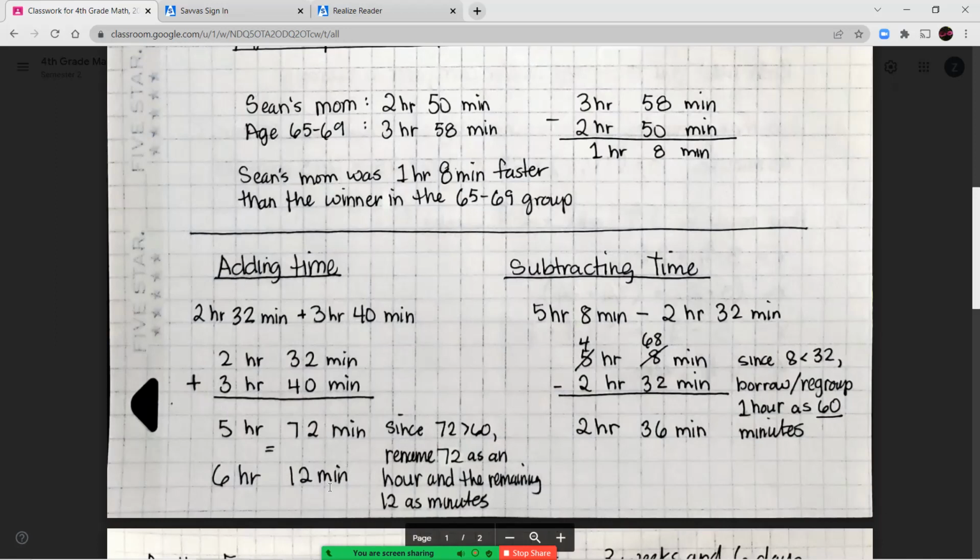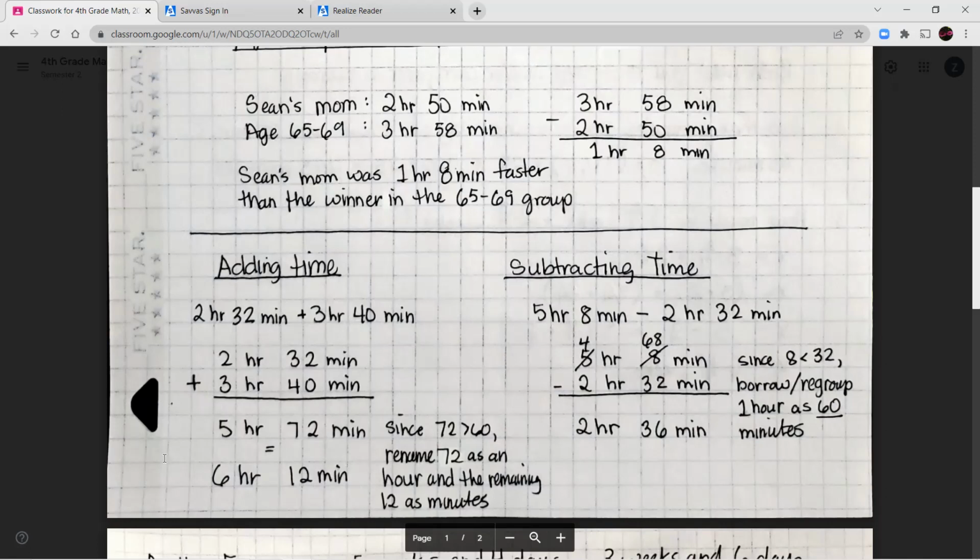Now, the same thing applies when you're subtracting time and you need to borrow. We're used to borrowing groups of tens when we're working with just regular numbers. But when we're working with time, we're not borrowing a group of 10 from our next place value. We're borrowing from the hours over to the minutes. We're borrowing a group of 60 minutes at a time because 1 hour is equal to 60 minutes.